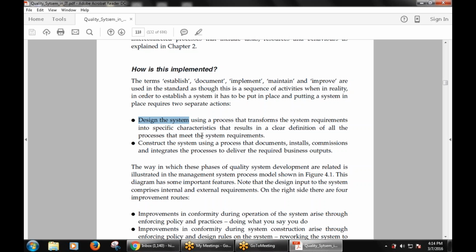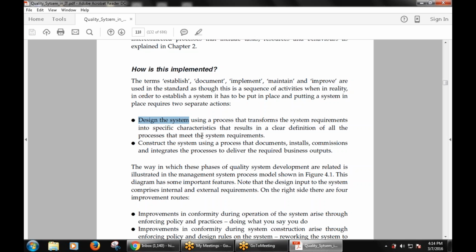So first of all, gather the requirements, then design the system, that is, the system requirements, designed using the various processes. Then construct the system using the processes that document, install, commission, and integrate the processes to deliver the required business output. Whatever the design part and the construction part, that is implemented during the system requirements, that is designing the system using the processes.